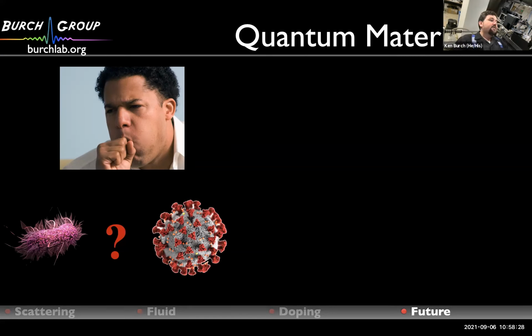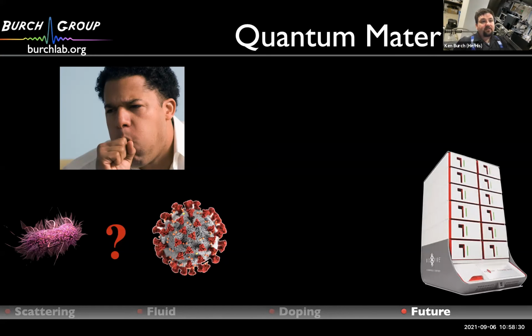Right? Now, there are very expensive machines that will do this, and they're sort of multiplex PCR, but they require a lot of chemicals. They're expensive, and of course, they require expertise.